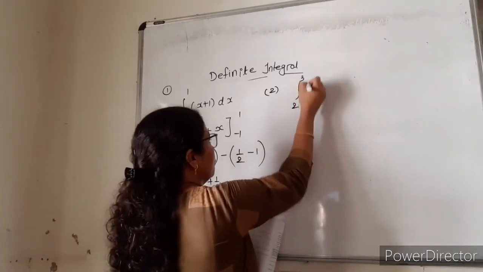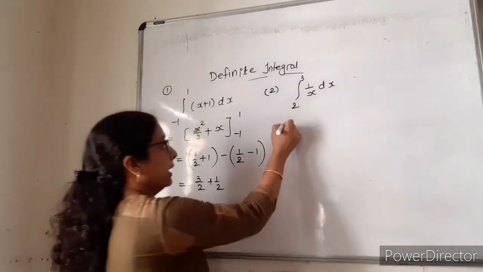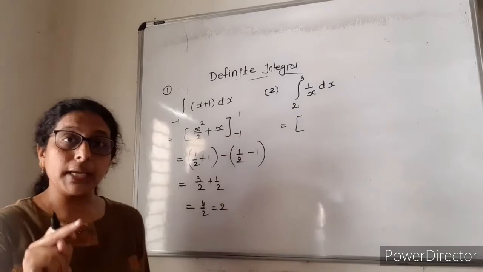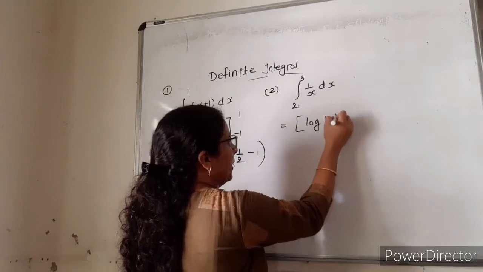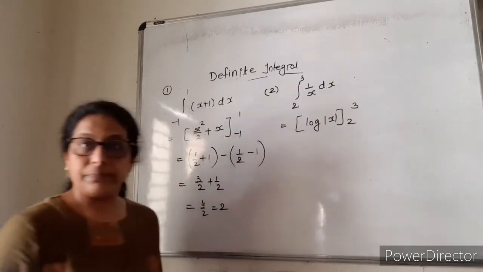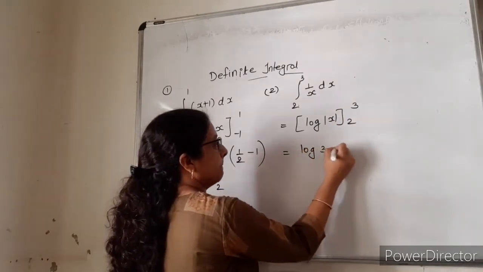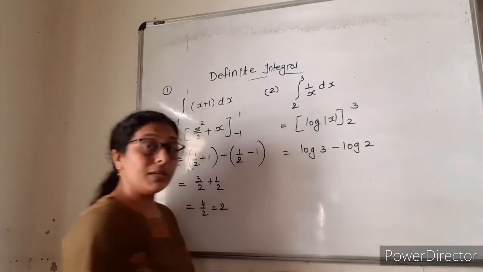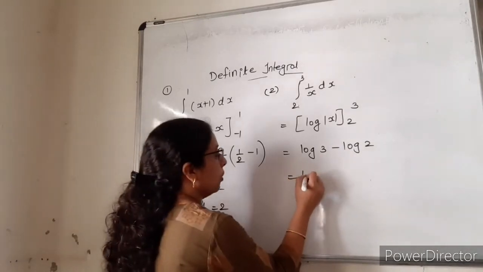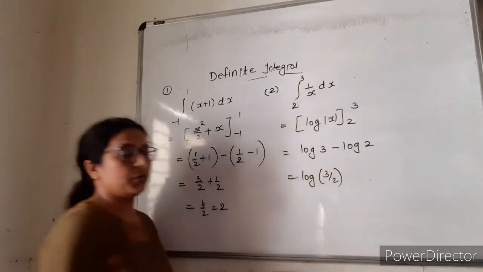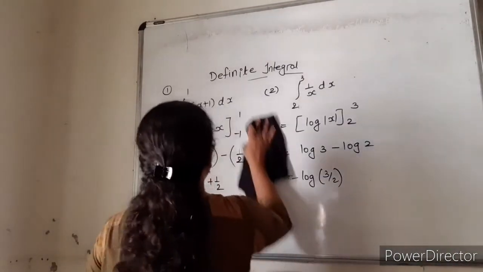Integration from 2 to 3 of 1 upon x dx. Now first you find the integration of 1 upon x. What is integration of 1 upon x? That is log mod x, from 2 to 3. That is log, first we apply 3, minus log 2. Now there is no need to write the mod because 3 and 2 are positive values. Therefore log 3 by 2 is our answer. Right? Then we go on to question number 3.